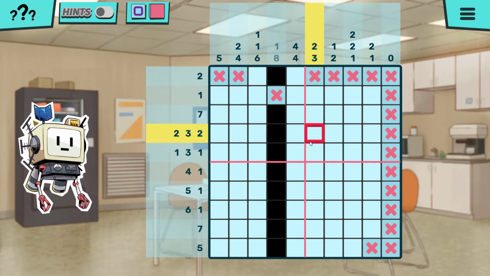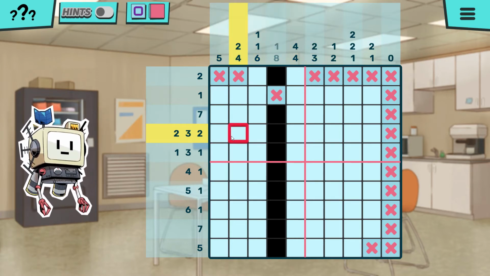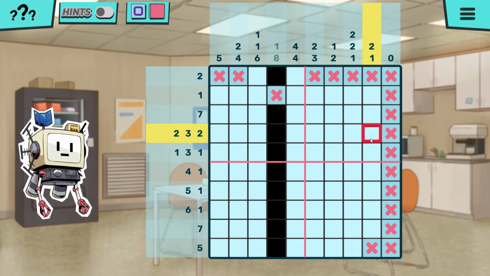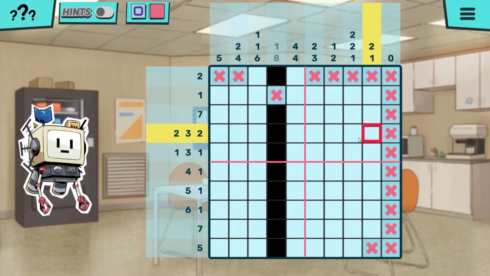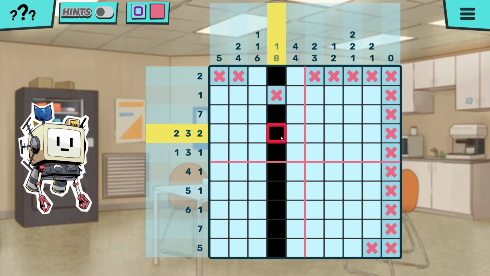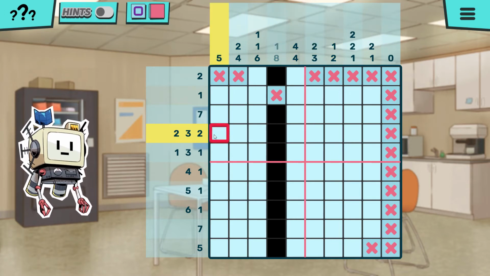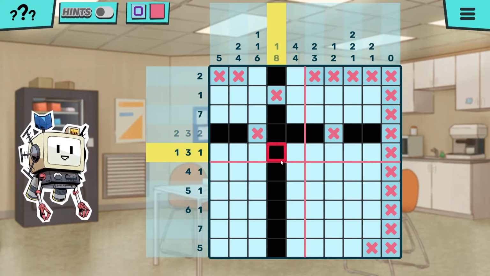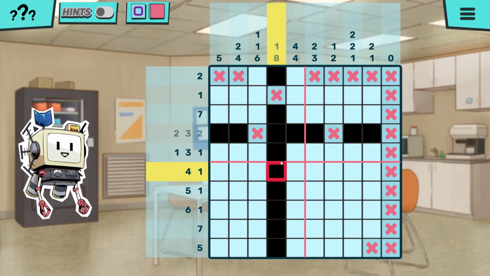2, 3, 2. If we have 2 here, that's blank, 1, 2, 3, blank, 1, 2. That would work. Would this work any other way? I don't think it would. If we had 2 here, then blank, 3, that doesn't work. Yeah, it has to be 2, blank, 3, blank, 2. That has to be the case.